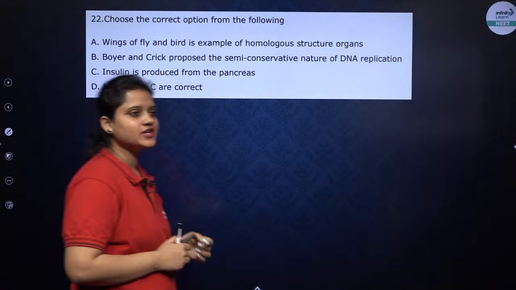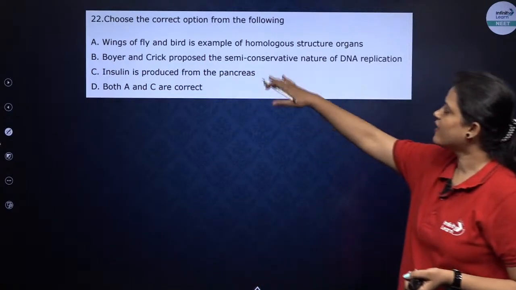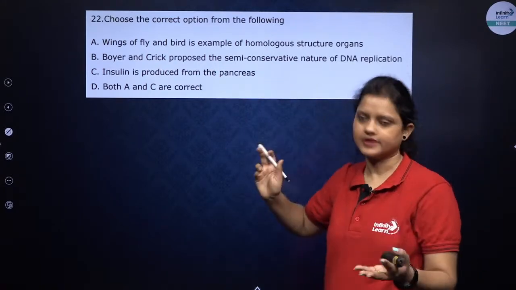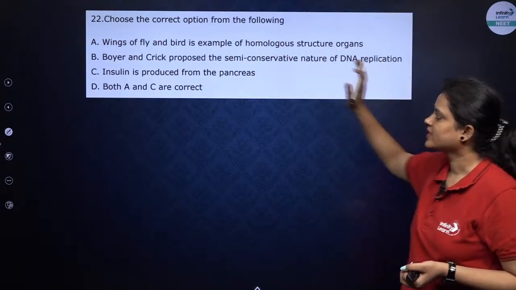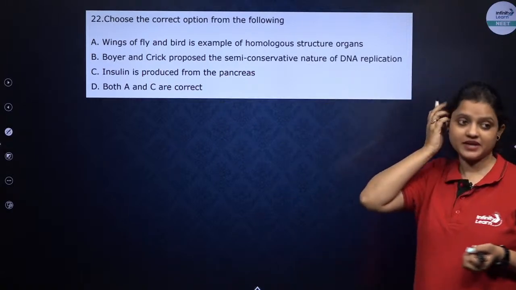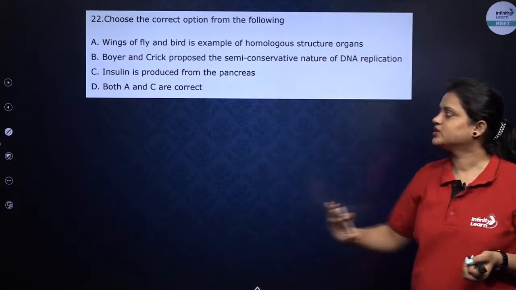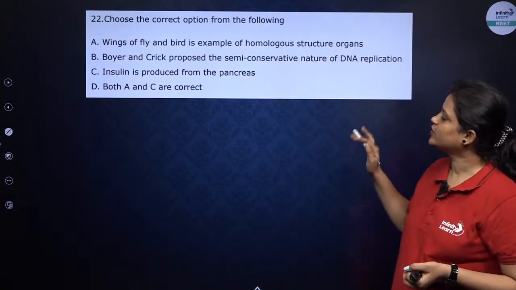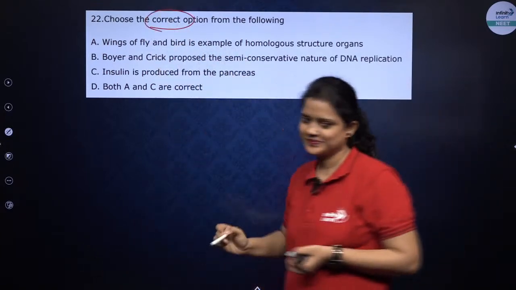Choose the correct option from the following. Wings of fly and bird. They are talking about housefly. And bird is an example of homologous structure of organ. Watson and Crick propose the semi-conservative nature of DNA replication. Insulin is produced from pancreas and both A and C are correct. So you will have to tell which is the correct statement.